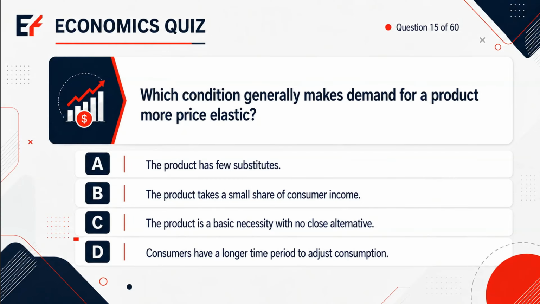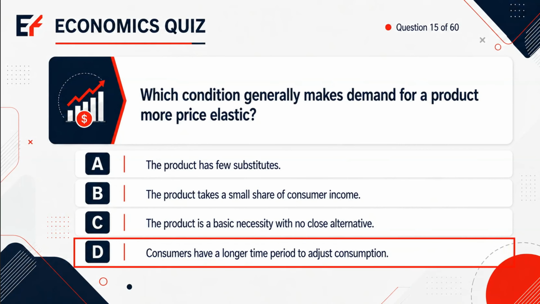Let's focus on how consumers respond over time. Demand becomes more price elastic when consumers have more time to adjust their behavior. Option D is correct because, over a longer period, buyers can search for substitutes, change habits, or reduce dependence on the product.